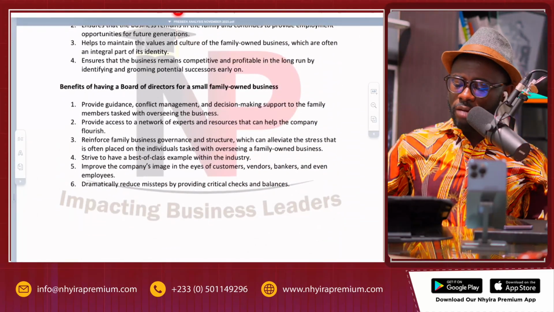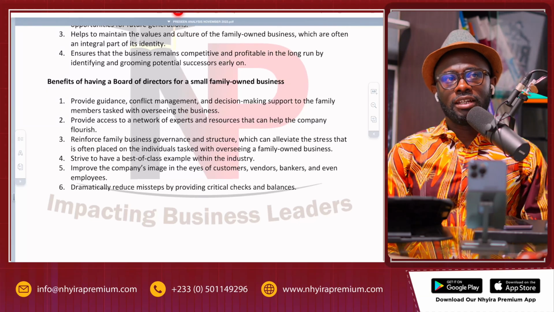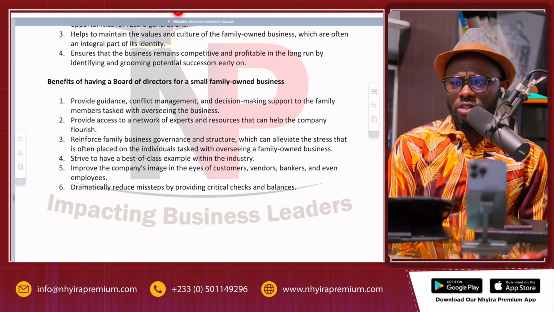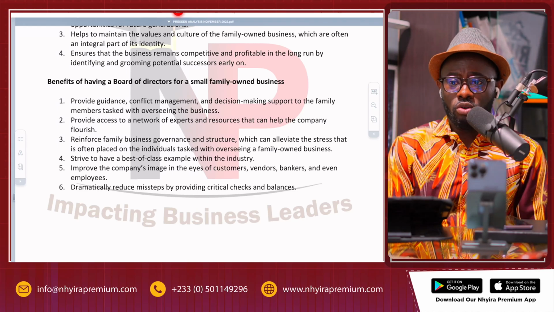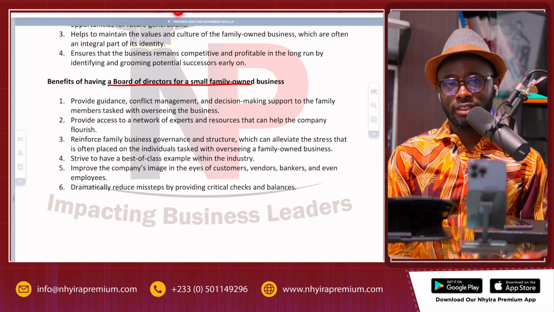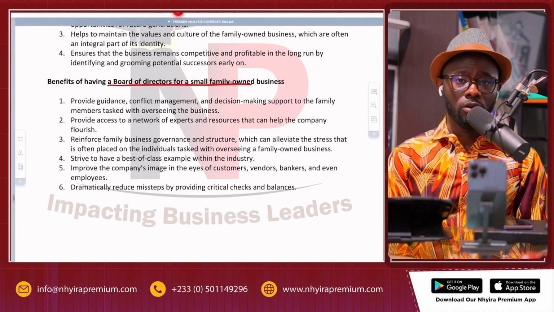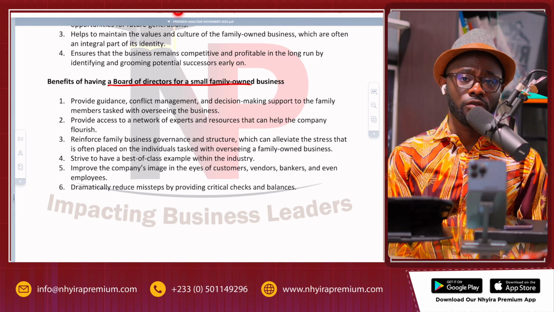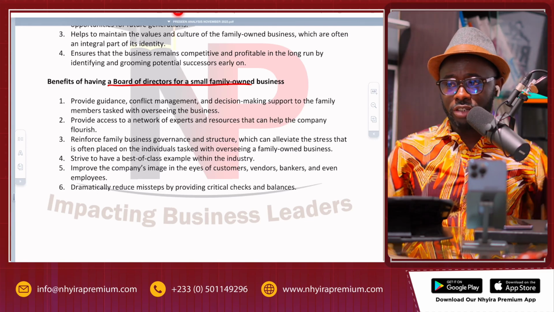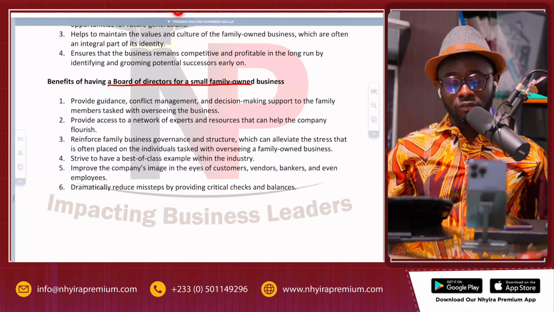Then we made mention of the fact that this company is just focusing on, hey, let's produce. Board is a waste of time. So why should a family-owned business have a board of directors? So the importance of the board, the significance of the board of directors. So we discussed some points also in respect of the significance of the board of directors.